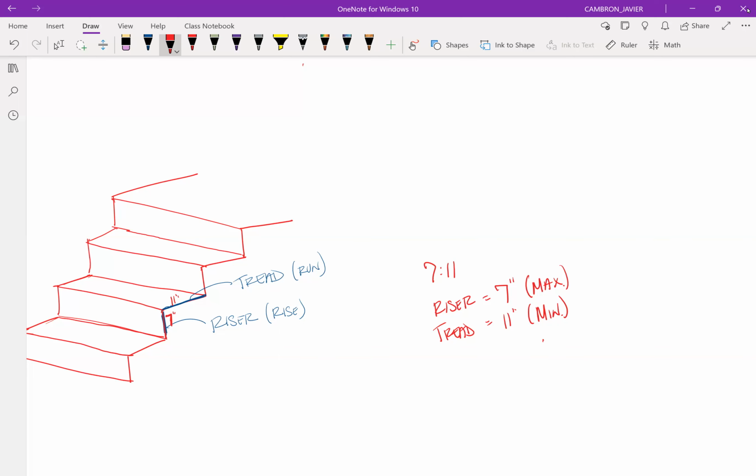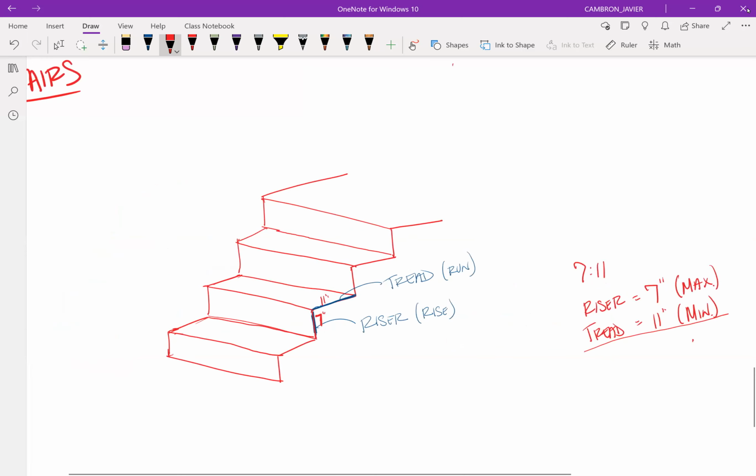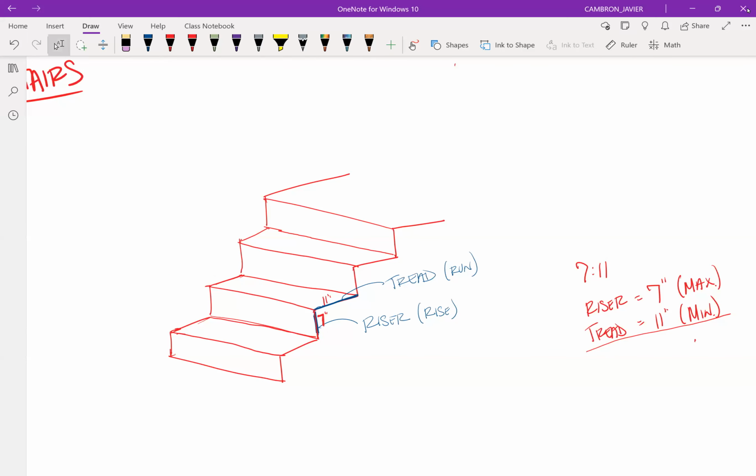Okay. So this property, the 7-11, is the golden rule when it comes to creating steps. When we create stairs, we generally try to get as close as possible to 7 inches max, 11 inches minimum. The tread has a little flexibility there because we could go ahead and do 12-inch treads or 14, 15-inch treads.